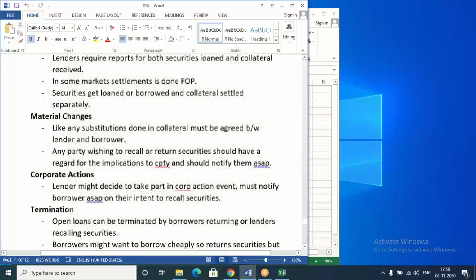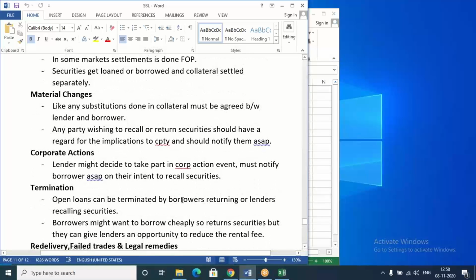Okay. So material changes is the next bit. So if any substitution is done in the collateral, it should be agreed between the lender and the borrower, and any party wishing to recall or return the securities should have a regard of the implication to the counterparty and notify them ASAP.